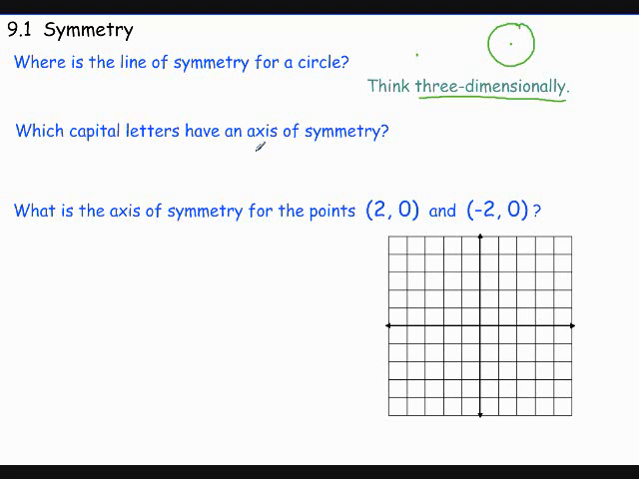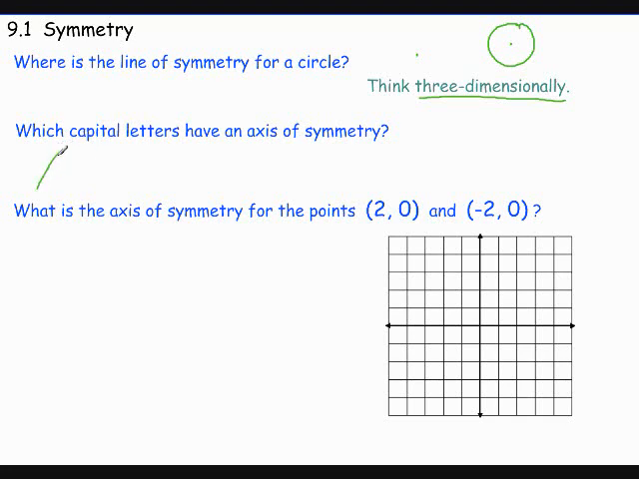Oh, I always love this question. Which capital letters have an axis of symmetry? Now I want you to write these down, and when you come in, show me what capital letters you found that had an axis of symmetry. Remember what that means. That means that there's a line that goes down the middle of them, and they are perfectly the same on either side of that. That is, they're a reflection of each other.